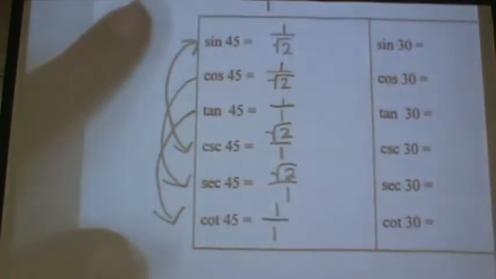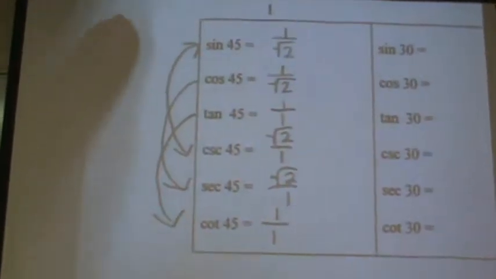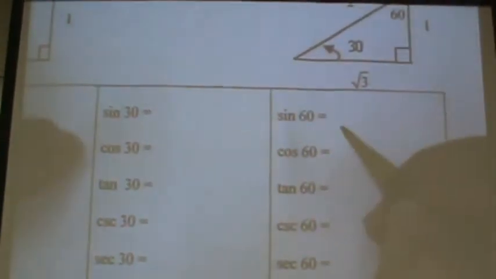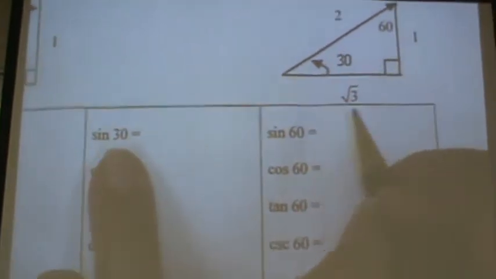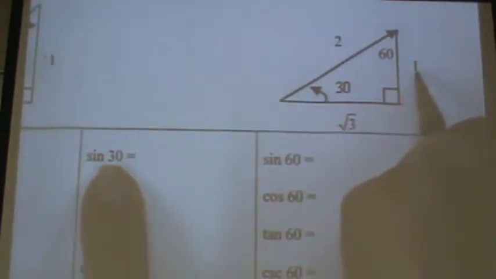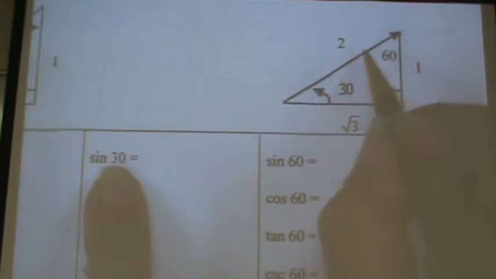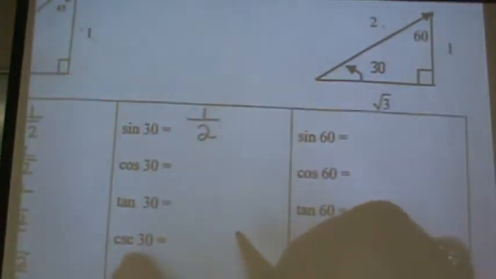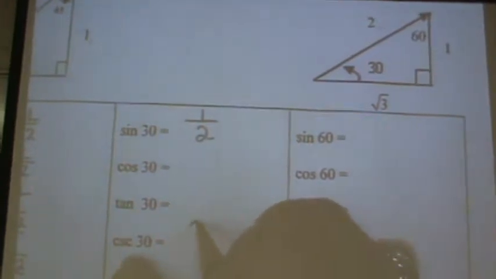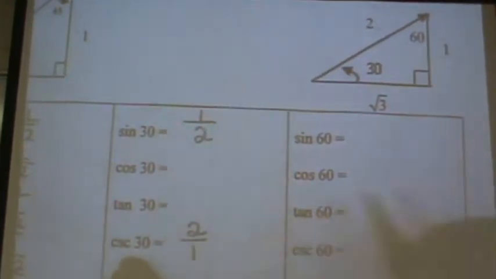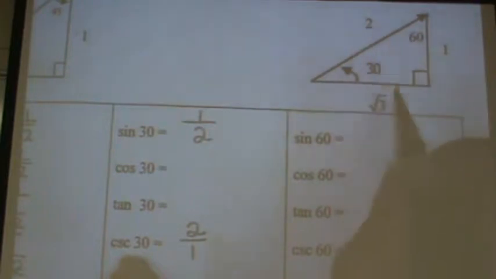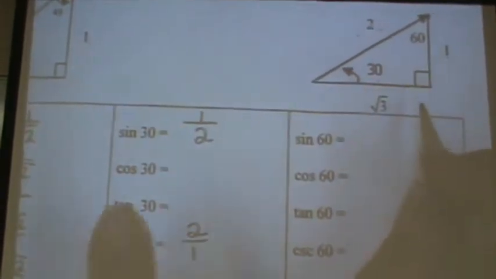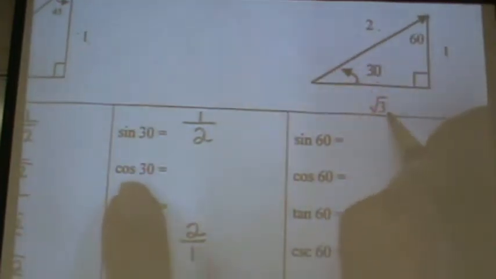Okay, let's hop to the 30 angle. There's your 30. If I asked you what's the sine of 30, what are you gonna say? 1 over 2. If I say what's the cosecant of 30, what are you gonna say? 2 over 1. Flip it. It's hypotenuse over opposite. How about the cosine of 30?